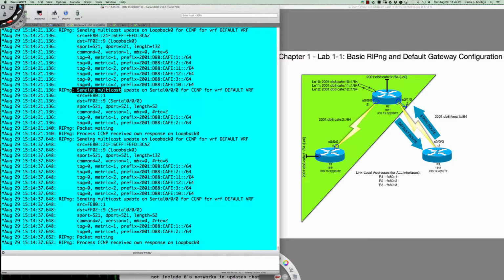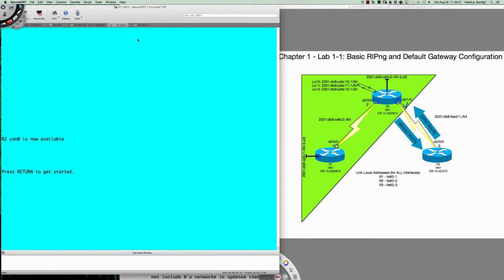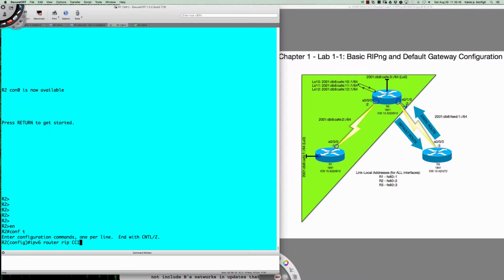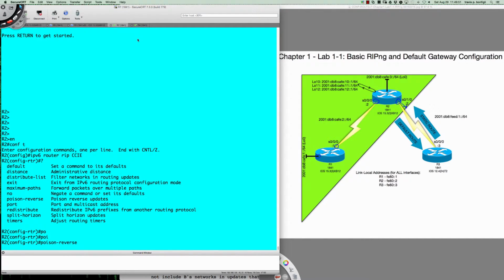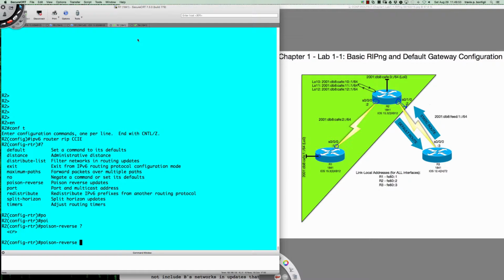Take a look at what's happening here. We're sending the updates on loopback 0, we're sending the updates out serial 0/0, and now RIPng is receiving my own response, because we see this message since the loopback 0 interface is our own interface. So let's come over to router 2. Let's go into global config and say IPv6 router RIP, and over here we're CCIE. Again, I do the question mark. We have the poison reverse option, and that's it. So it's all or nothing.